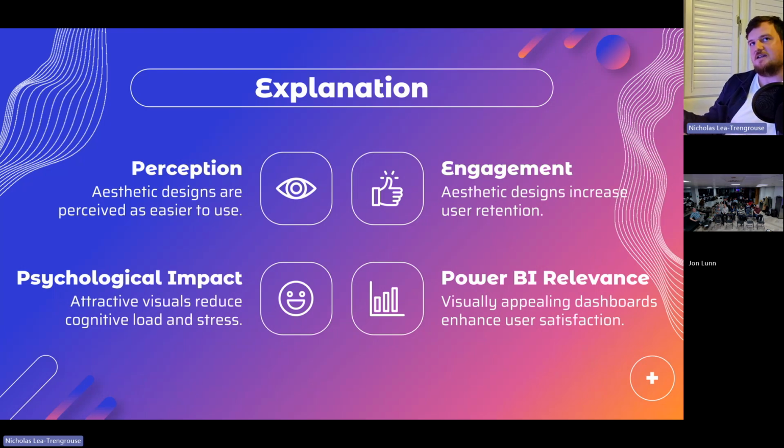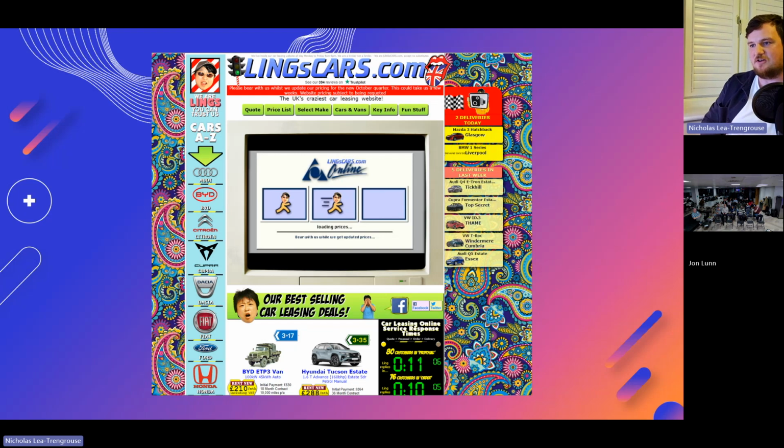The next slide is an example of, I would say, a not aesthetically pleasing website, but be prepared to be quite overloaded by it. This is lingscars.com, which is actually a real website. It's a car leasing website. You can go on it and actually lease cars from this website. As you can see there, I think you could lease what looks like an army van at the bottom there. It's an absolute attack on the senses.